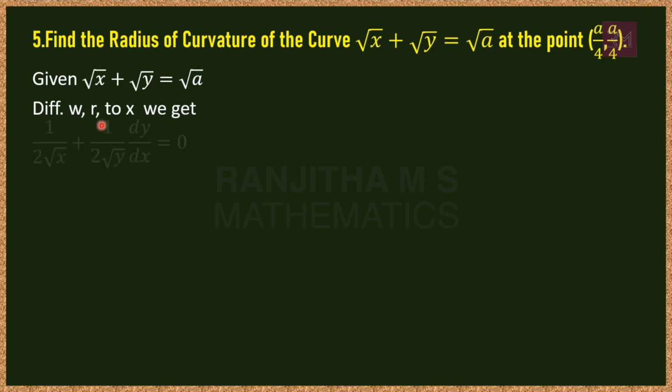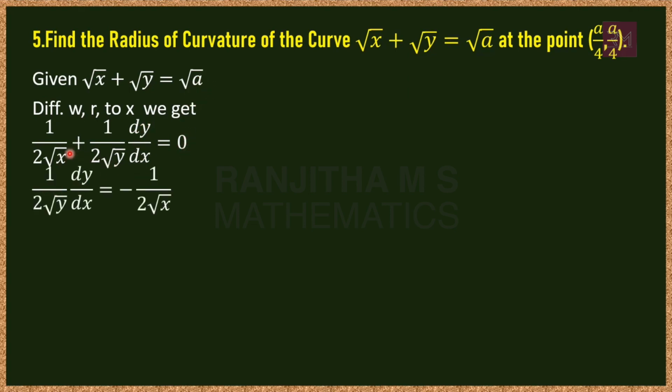Differentiating with respect to x, we get here differentiation of root x is 1 by 2 root x plus differentiation of root y is 1 by 2 root y into differentiation of y, which is dy by dx, which is equal to differentiation of constant, which is 0. Here take this 1 by 2 root x to the right hand side, that becomes 1 by 2 root y into dy by dx, which is equal to minus of 1 by 2 root x. 2 gets cancelled. Take root y to the right hand side, that becomes numerator of root y. Hence we get y1 value as minus of root y divided by root x.